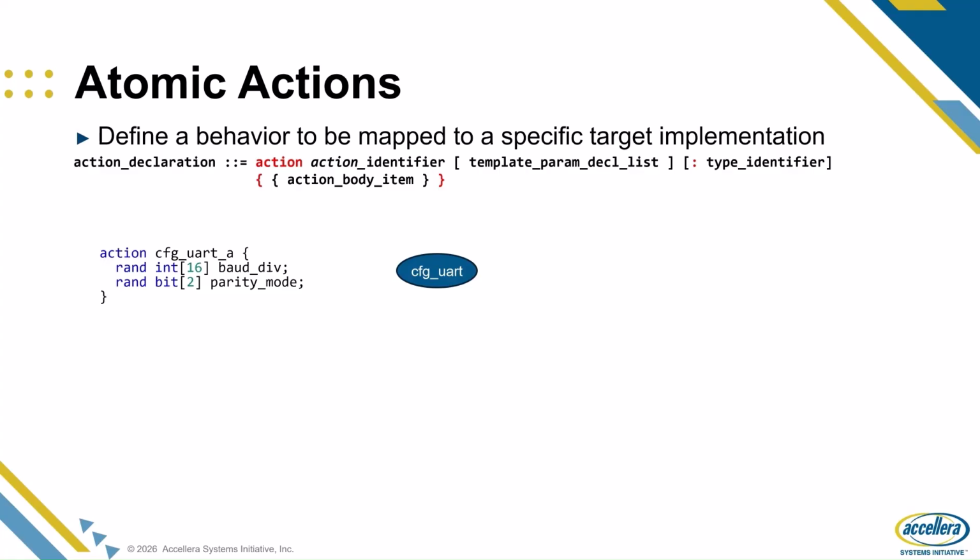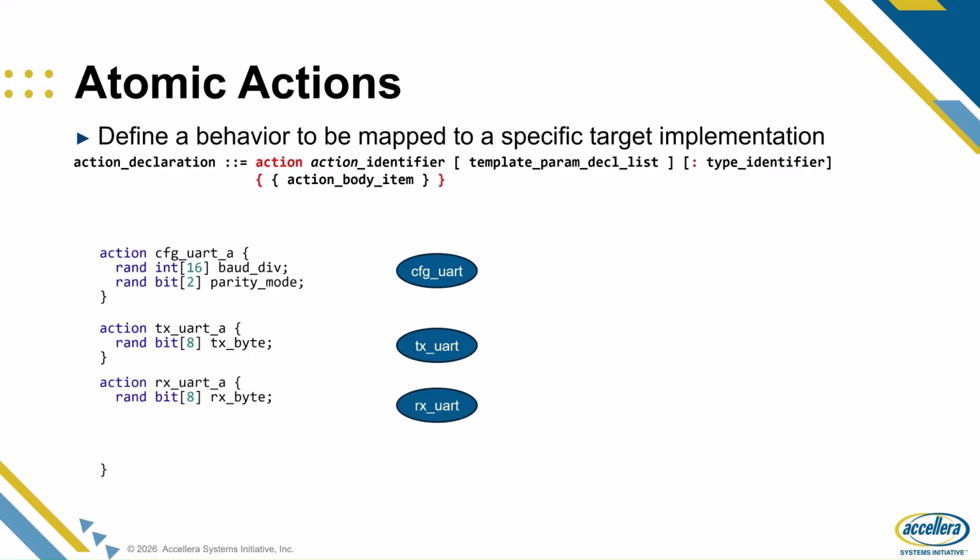Here we see a config UART action, which declares a couple of random fields. The solver will choose random values for these fields when the action is included in a generated scenario. We can also define a transmit action, in this case with a single 8-bit random field. And we can use a template parameter on the action, which in this case will default to an 8-bit vector. This makes the action reusable if the allowable data size changes from project to project. For now, we'll just use the simple form.